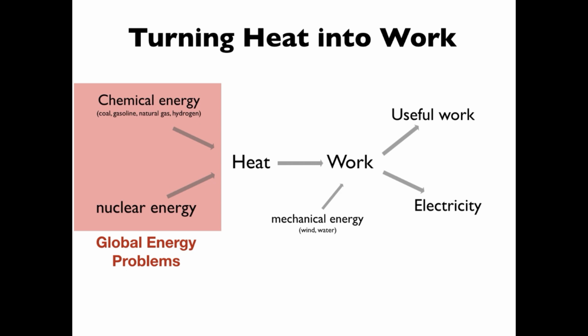These are our global energy problems. So how do we generate heat using these different things? We find that natural gas and gasoline and coal and nuclear energy all have awful waste products that we have to deal with. The key is going from heat to work, okay? So once you get the heat, you can turn it into work.